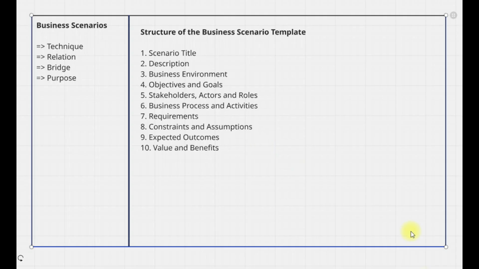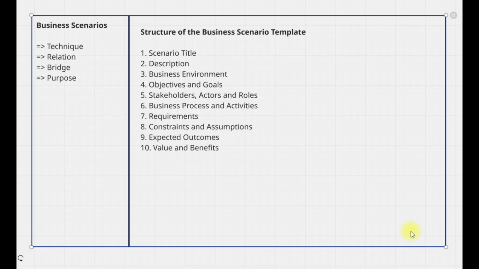In the structure of this business scenario template, these are all the simple things we can look into, like the scenario title. The scenario title is a short, descriptive name, for example, automated loan approval process. And then the description. In the description, we will describe the business issue or problem, or the opportunity, and how important it is to solve.